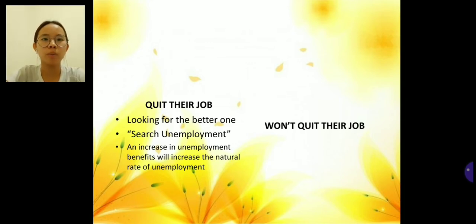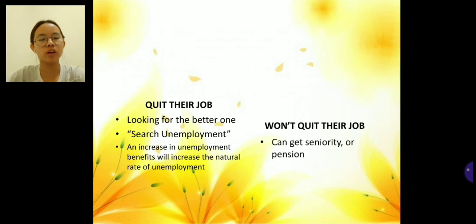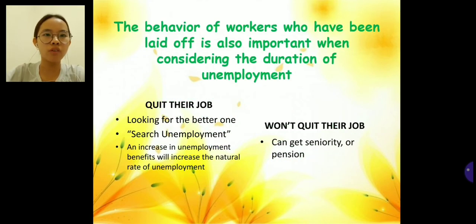For those who choose to stay and not quit their original job, it is sometimes because they hope they can get seniority or a pension by showing their loyalty to the firm, because they have worked there for years, maybe more than 10 years. So they feel it is too bad to leave the original job that they have been loyal to. With these two situations, we can conclude that the behavior of workers who have been laid off is also important when considering the duration of unemployment.